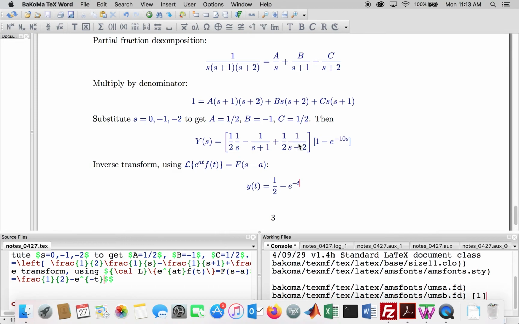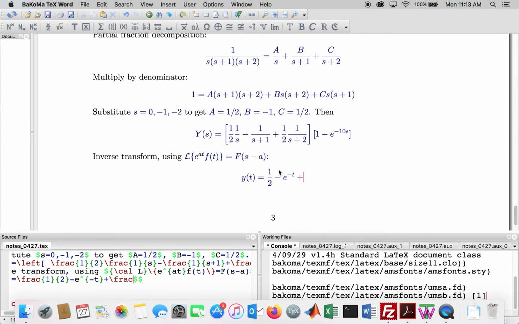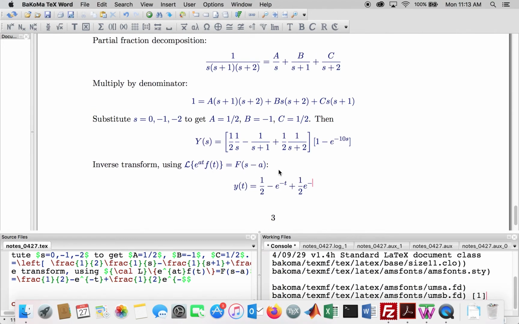Same thing in this term. I have 1 over s shifted with a shift of a equal to minus 2, so that's going to give me an exponential. I have a plus down here and a 1/2, so I have to include that. I have e to the minus 2t, and then after I undo the shift, I have 1 over s, whose inverse transform is 1, so that's all I have for this term. So all of this times 1 is now inverse transformed. Now I have to account for all of this again times minus e to the minus 10s.